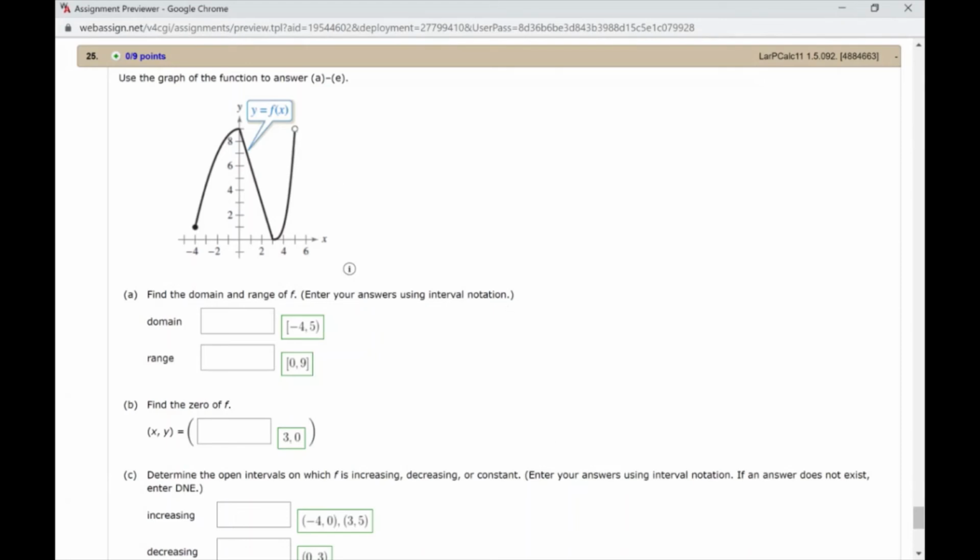Put a 1 in the chat if you understand that. Okay, good. We're going to move on to range. Again, we're not looking at the x anymore, we're looking at the y-axis. We want to start at the lowest point because the numbers that are the least are at the bottom of the y-axis, not at the top. So we start at the bottom.